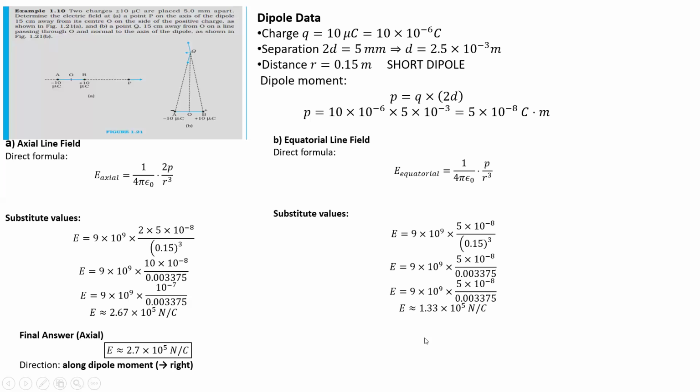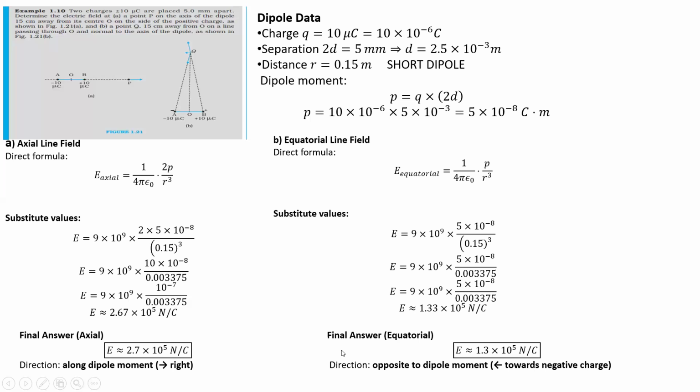We got the magnitude. Now we have to attach the direction. What will be the direction? The direction of the net electric field along the equatorial line is always opposite to the dipole moment. Dipole moment is negative to positive. So this direction is positive to negative, or towards left. Opposite to the dipole moment, that is towards left.